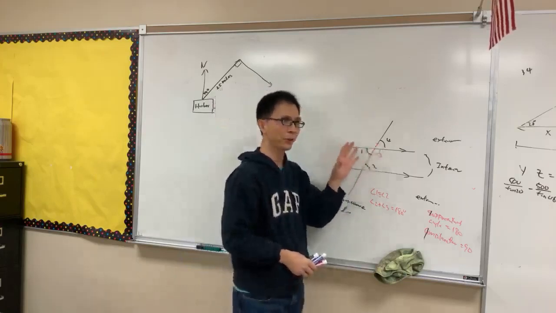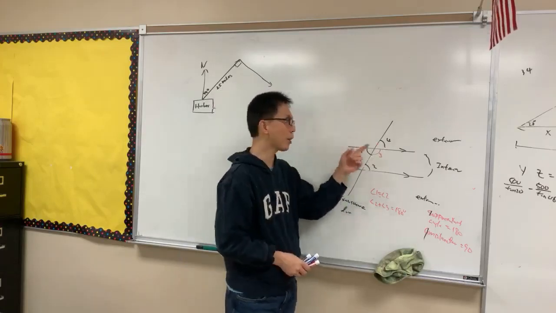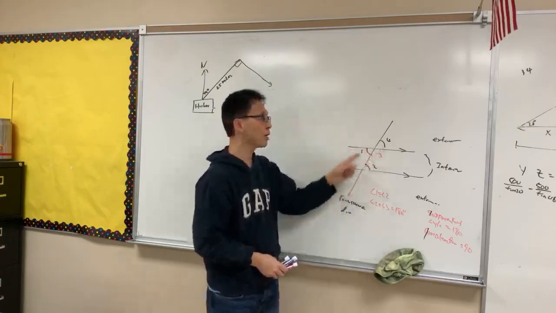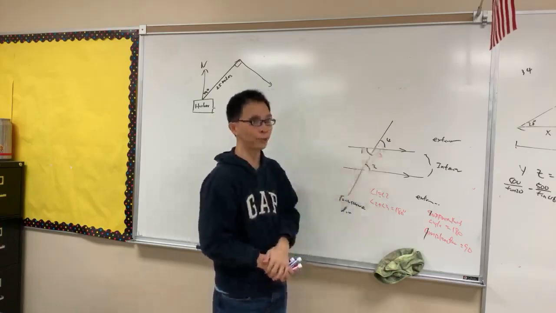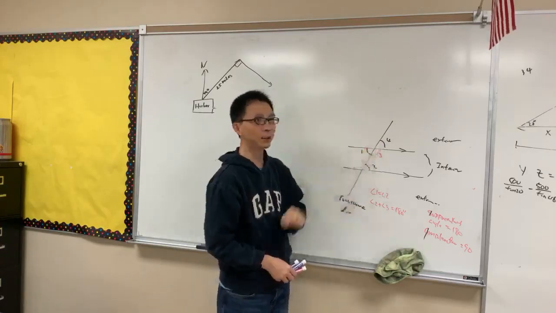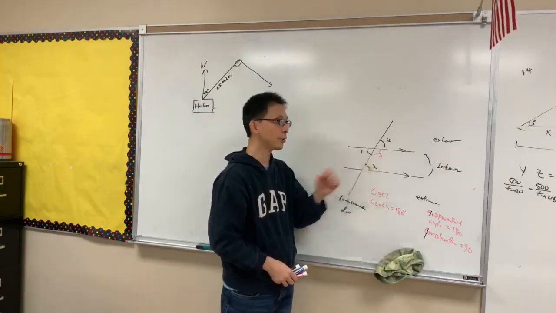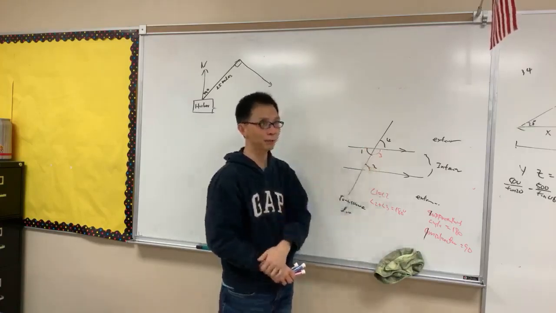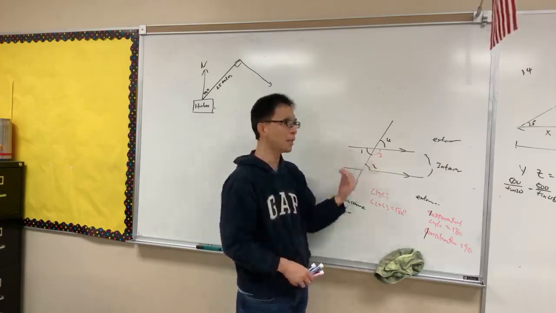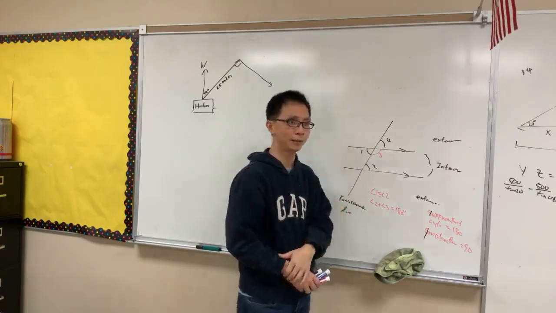Is that kind of review a little bit? Okay, so angle 4 is equal to angle 2. Angle 1 is equal to angle 4 because they are vertical. Angle 1 and angle 3 are supplementary, or straight angles. Angle 3 and angle 2 are also supplementary. So those are the things that you need for tomorrow's SAT.